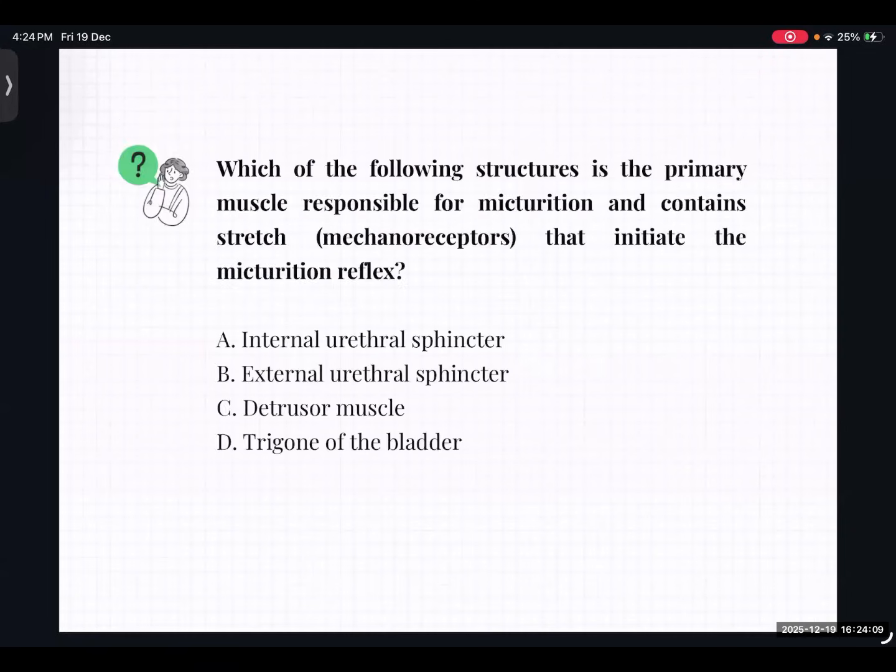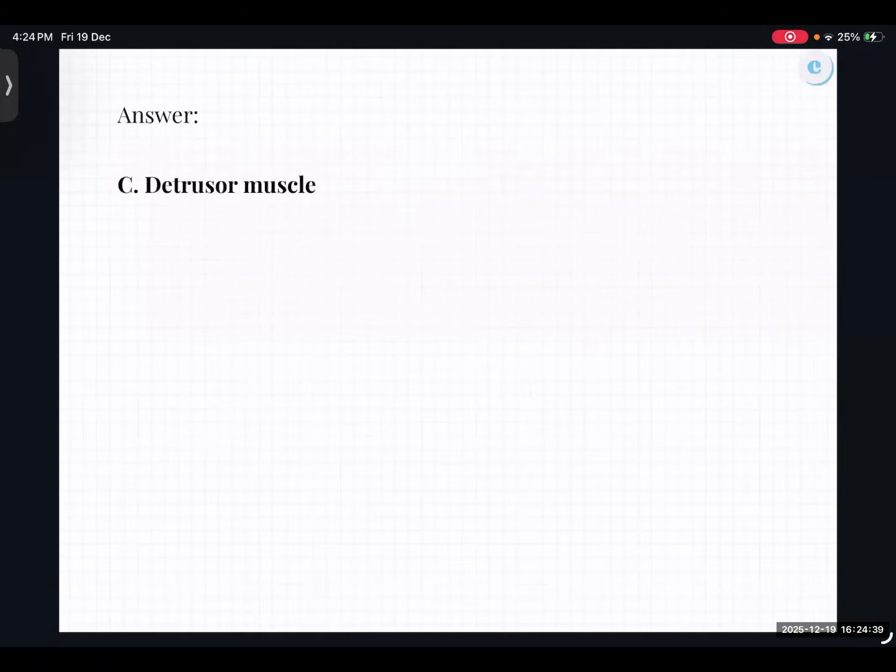Okay, next up we have: which of the following structures is the primary muscle responsible for micturition, and also contains mechanoreceptors that initiate the micturition reflex? What do you guys think? Is it the internal sphincter, external sphincter, detrusor muscle, or the trigone? Any other answers? Perfect, well done. It is indeed the detrusor muscle.